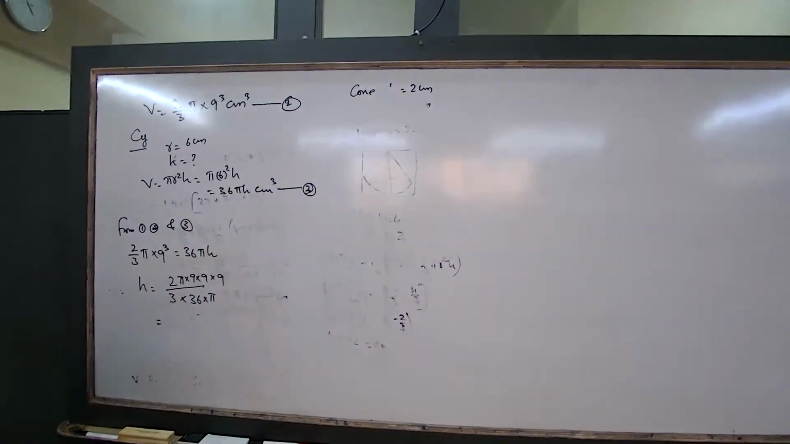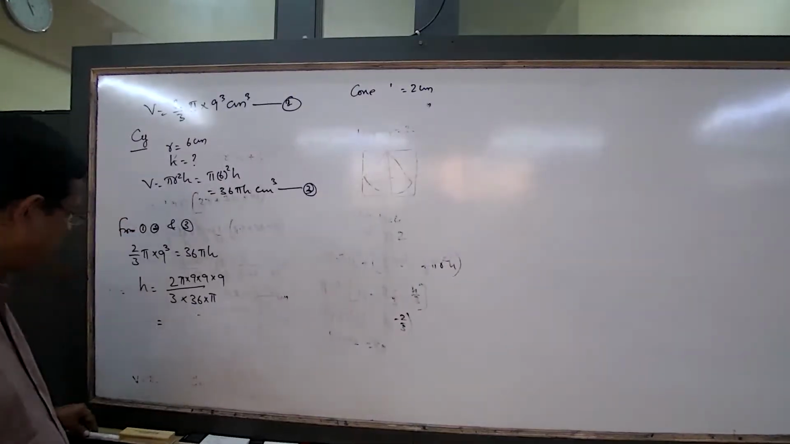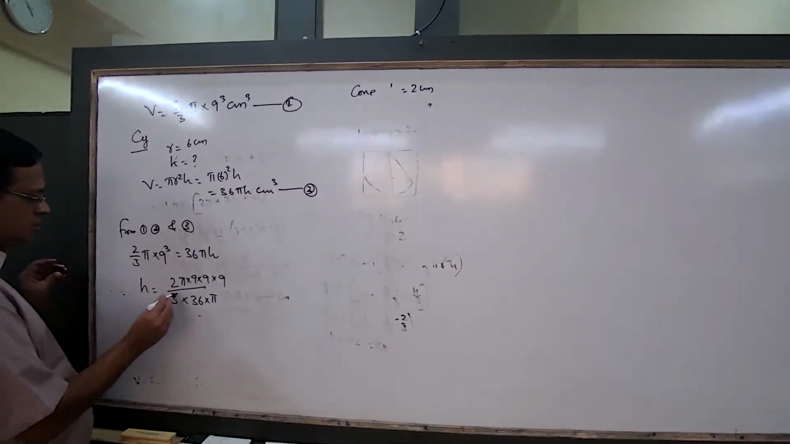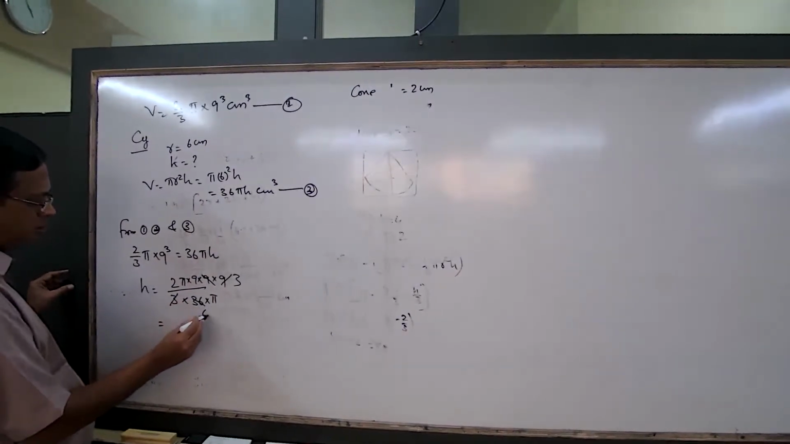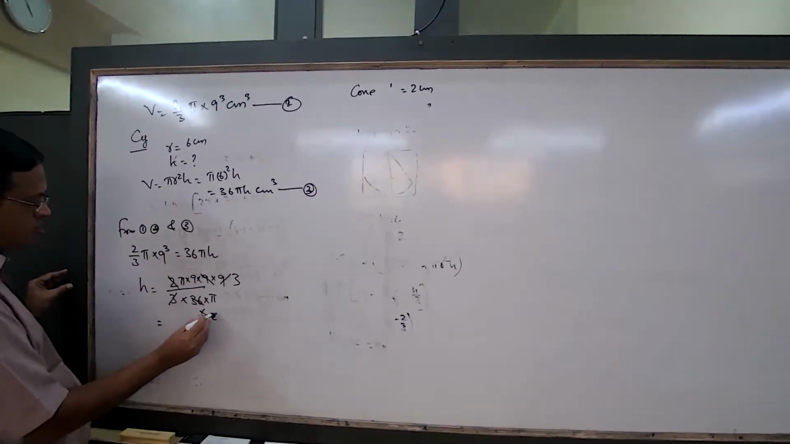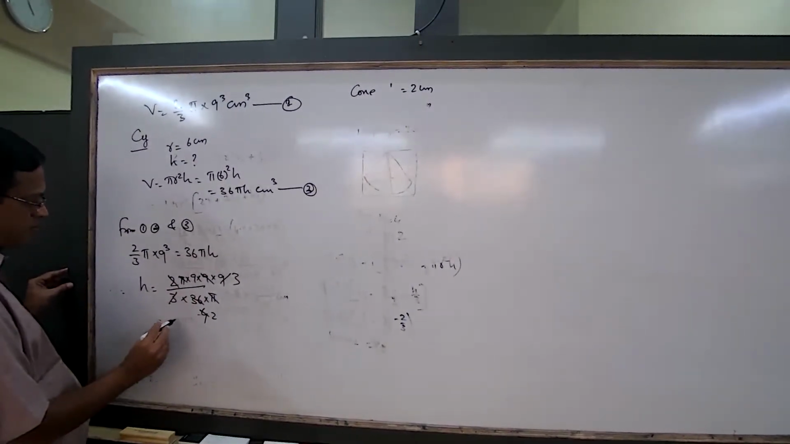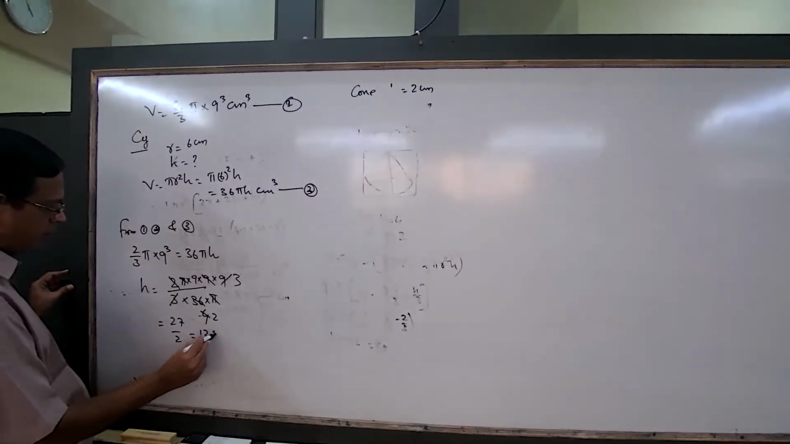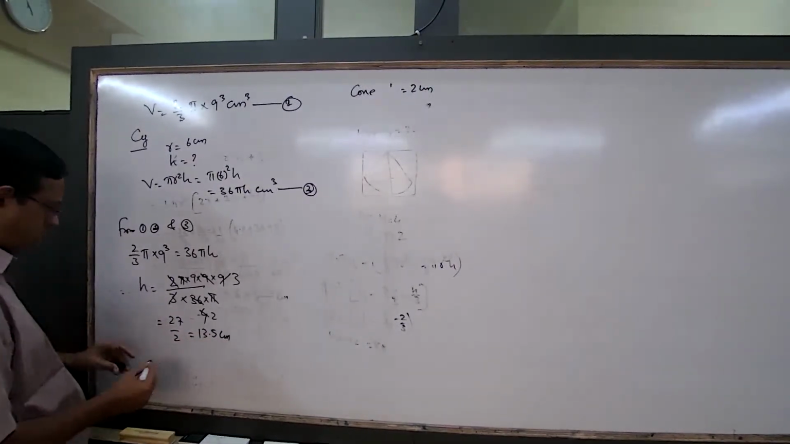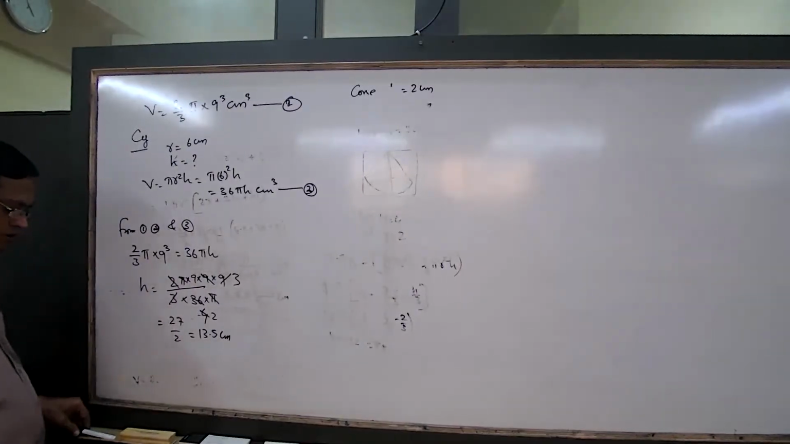27 by 2, who got it? Look here, even though it looks complicated, it is not. See, 3 3s are 9. 9 4s are 36. 4 and 2, pi and pi cancel. Left out is 9 3s are 27 by 2, which is 13.5. Unit is what? Centimeter. Height is equal to 13.5 centimeters.